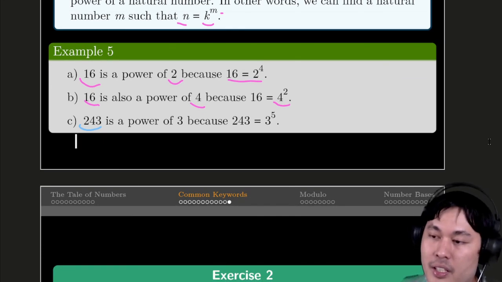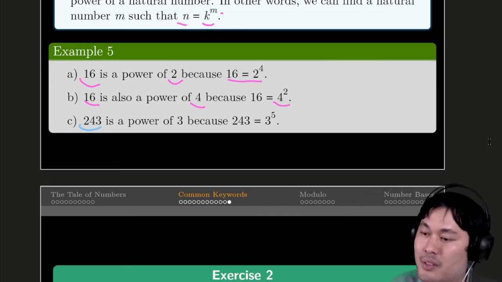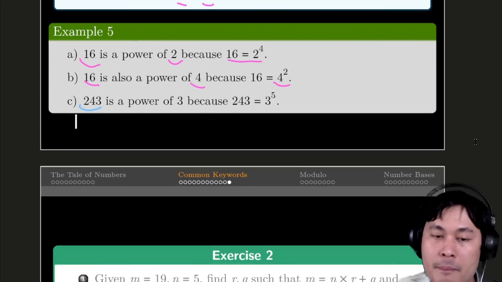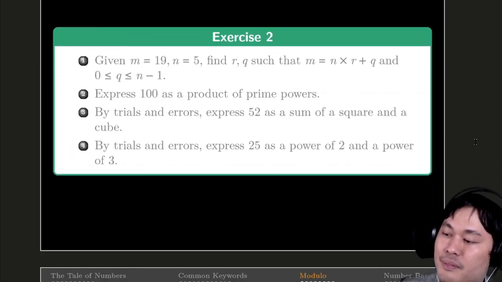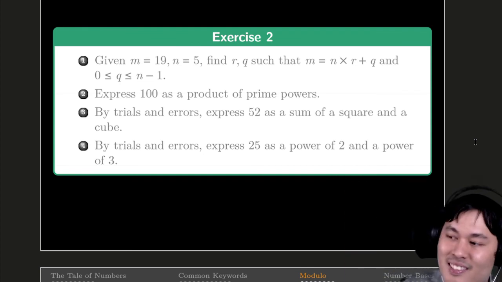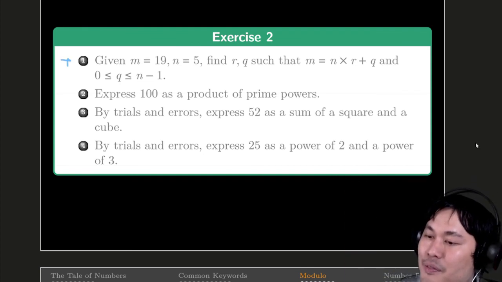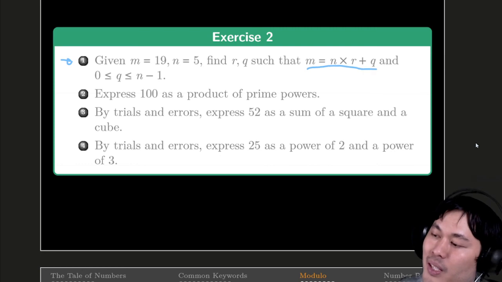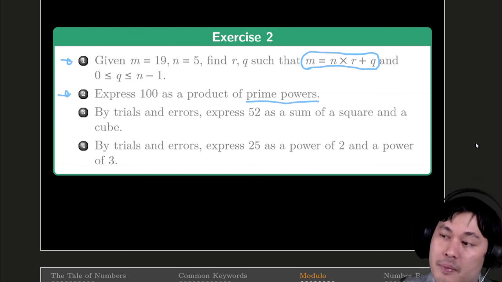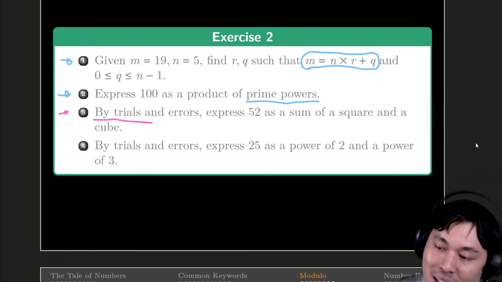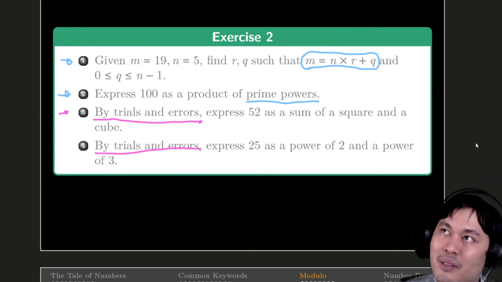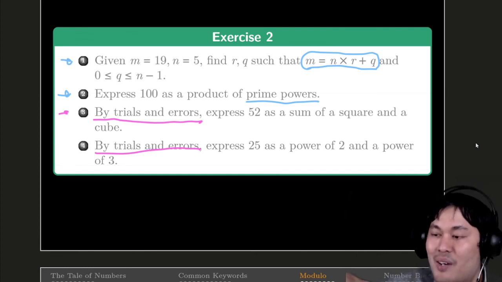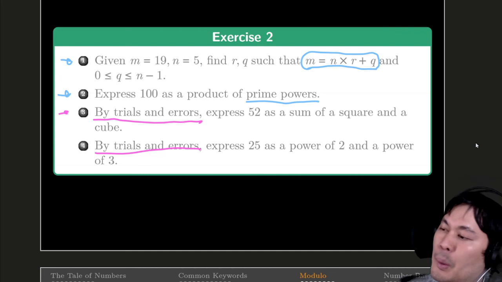And that's all for the tour of some keywords when you play around with numbers. There's one short exercise, one for each topic. First we have the usual remainder one, m equals n times r plus q. Then we have prime powers, express a number as a product of prime powers. And then we have by trial and error. This means that there's no method or fixed algorithm to solve these two problems.